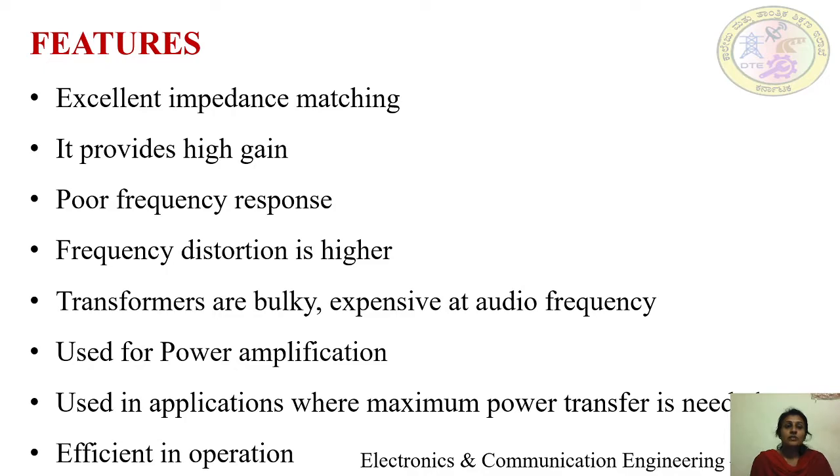These are some of the features of the transformer coupled class A amplifier. It produces excellent impedance matching. What is impedance matching? It means that the amplifier output impedance should be equal to the load impedance, and it also increases the voltage gain and power gain. Next, it provides high gain and it has poor frequency response.